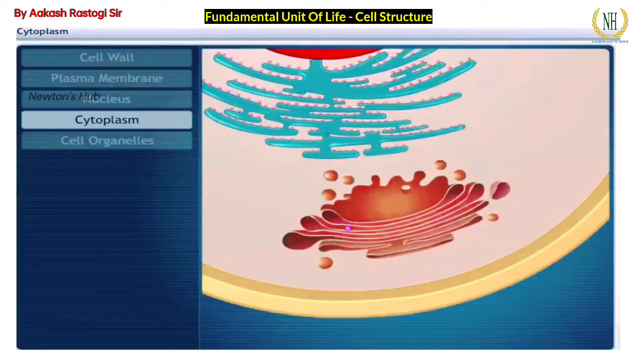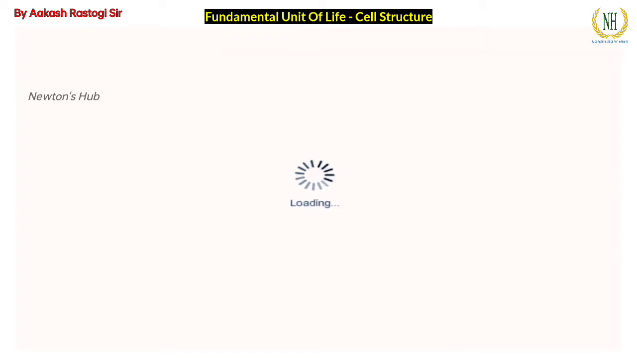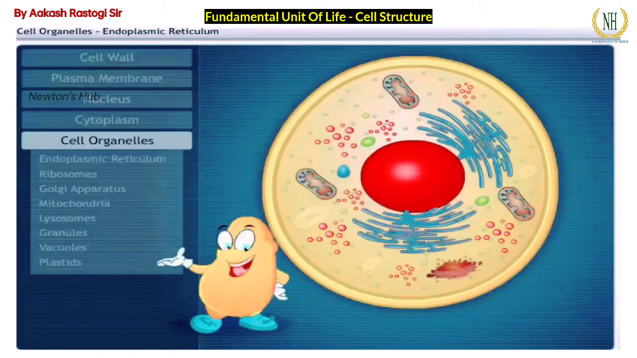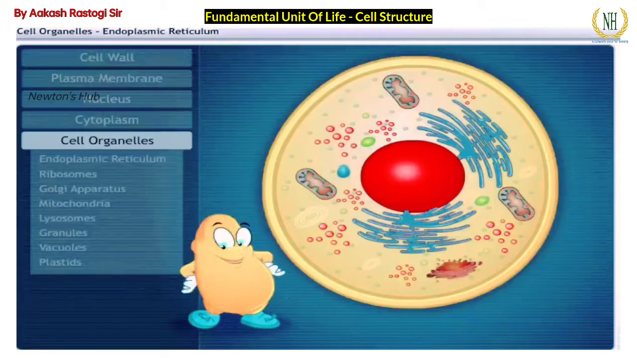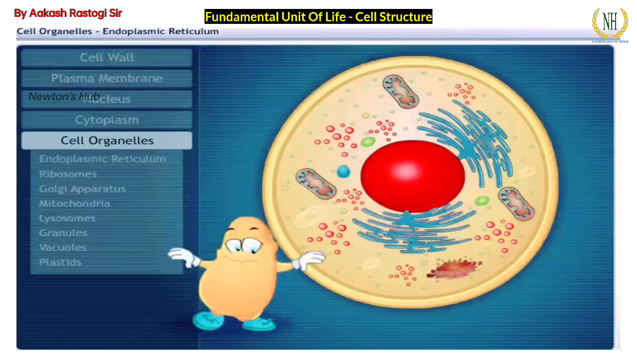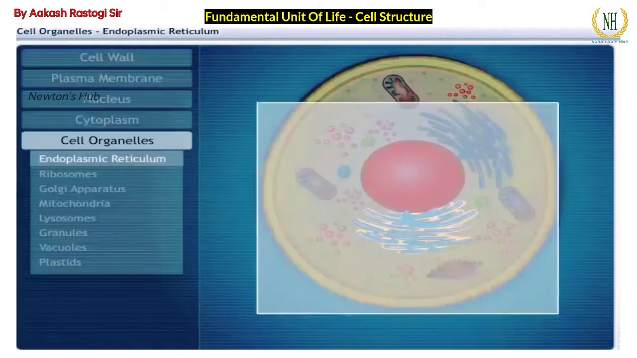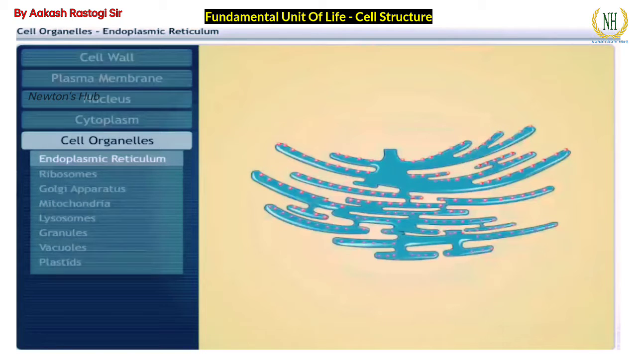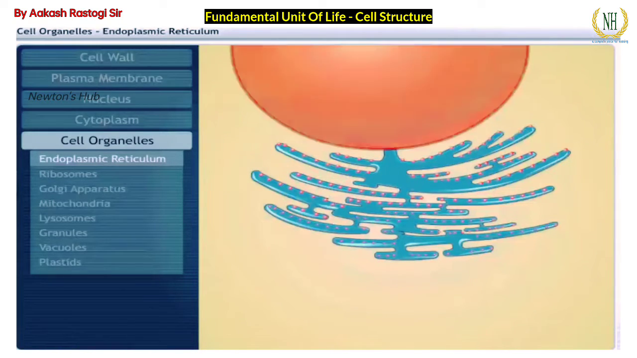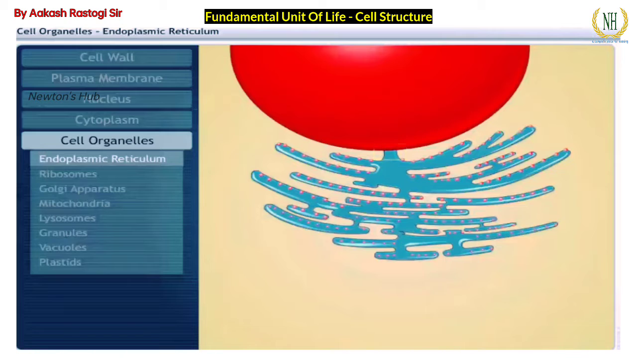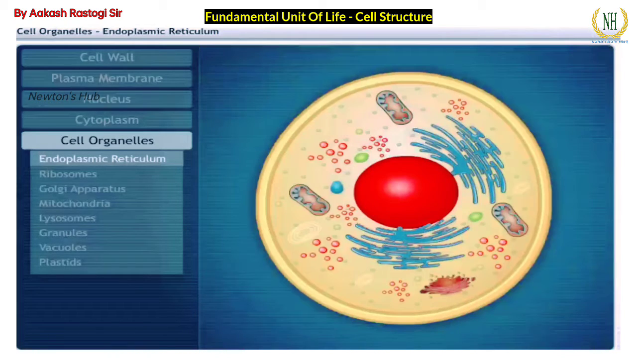Cytoplasm supports and protects the cell organelles that perform different metabolic functions. Did you know that the cell has different organelles? We will explore them now. This is the protein synthesizing site of the cell, called the endoplasmic reticulum. It is an irregular network of double tubular membrane continuous with the nuclear membrane on the inside.